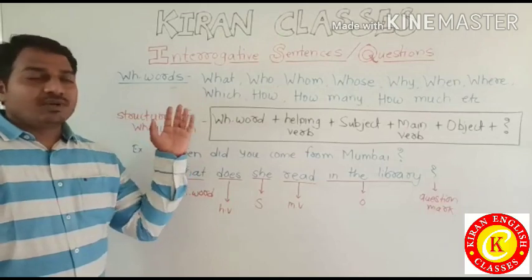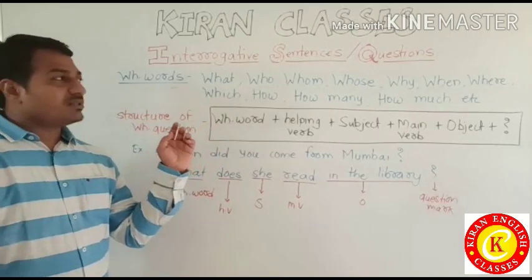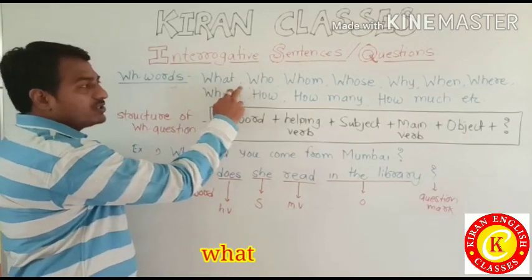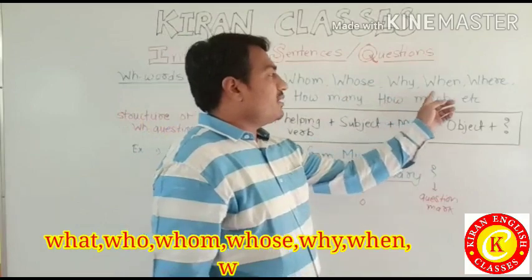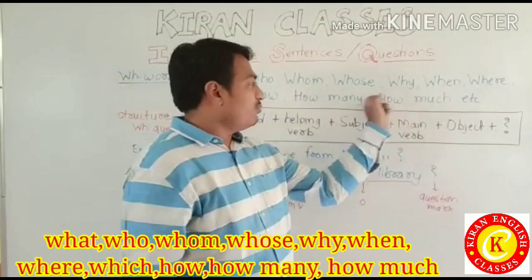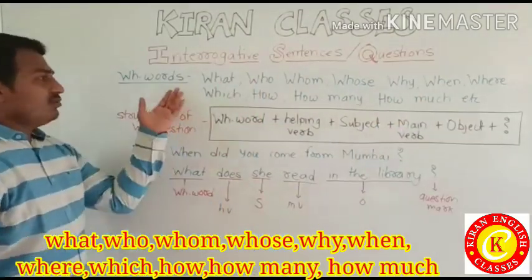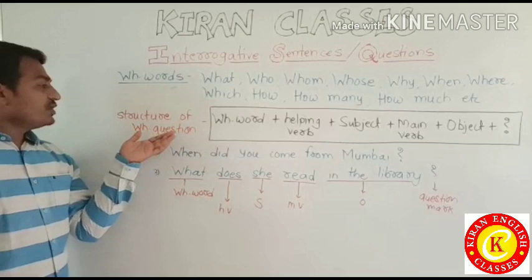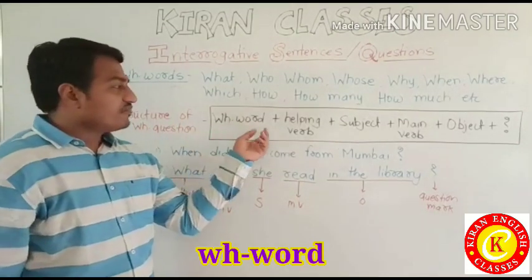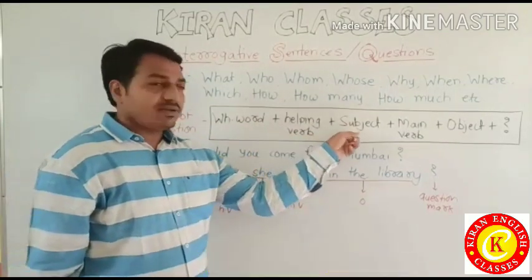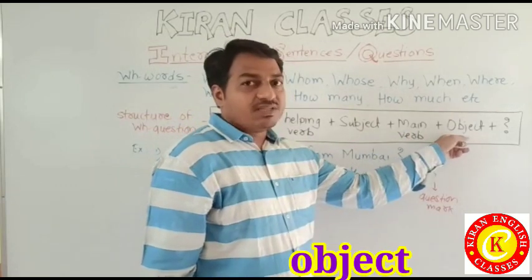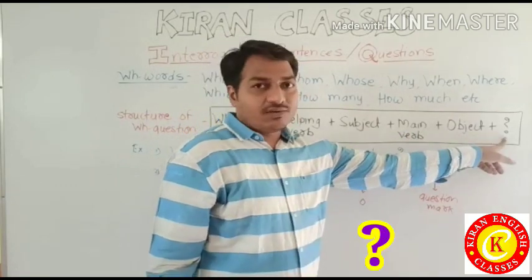Before going to learn which WH words we should use, we are going to see which are the WH words. Here we have WH words: what, who, whom, whose, why, when, where, which, how much, and how many, etc. These WH words are used while framing WH questions. This is the structure of WH questions. First we have to use a WH word, then helping verb, after that subject, the doer of the action, then main verb plus object is the remaining part of the sentence, and at last question mark.